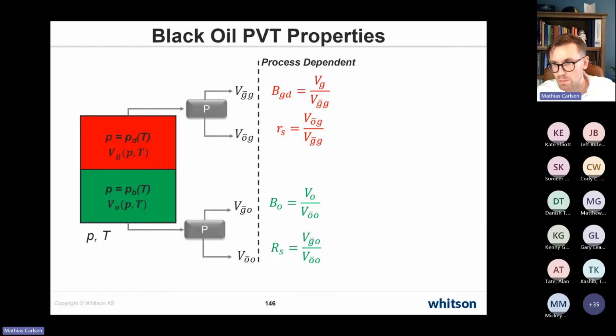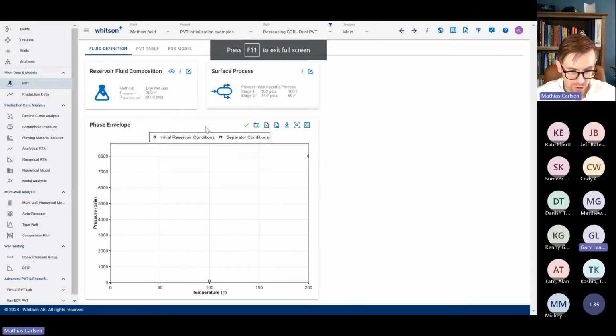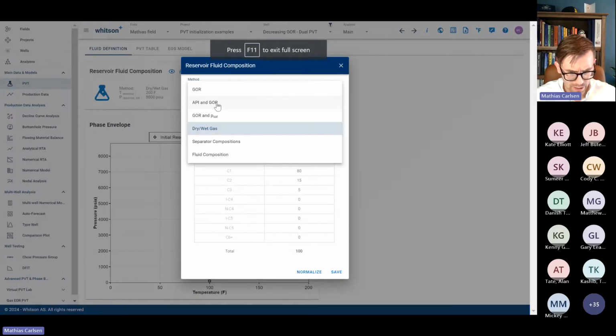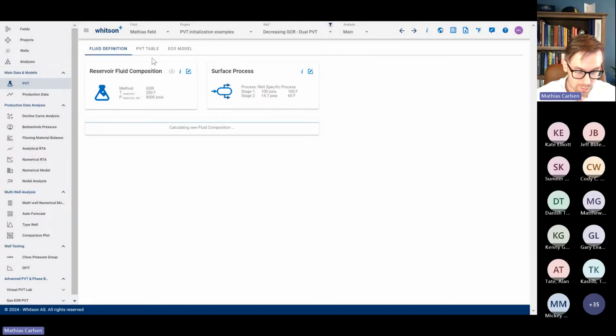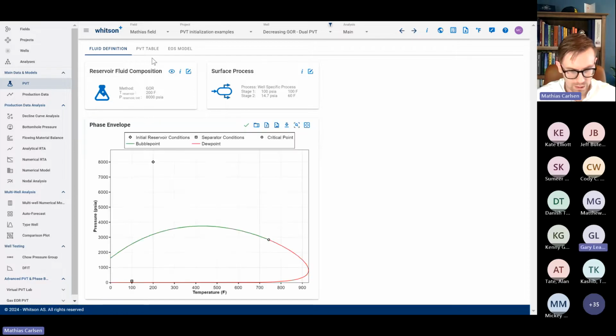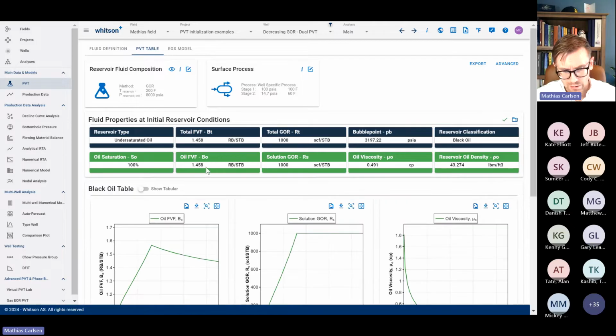These properties are process dependent, which means that if I changed the process in the software, if I went in here and I had a GOR of 1,000 and I calculated the formation volume factor, let's say in this case, a low GOR fluid, then I'll have a formation volume factor of 1.46.